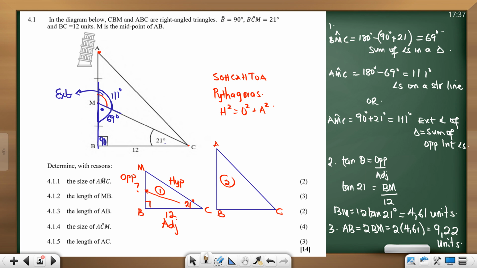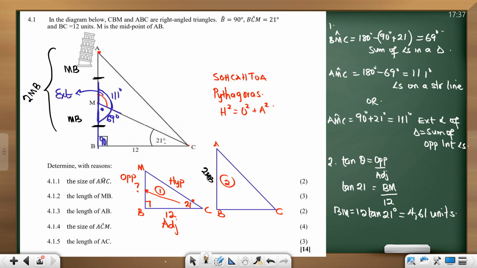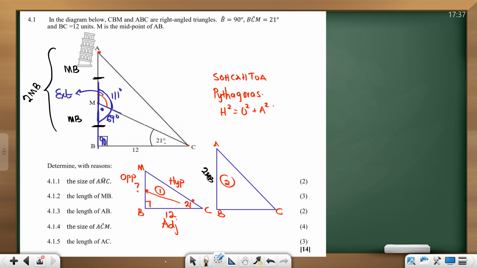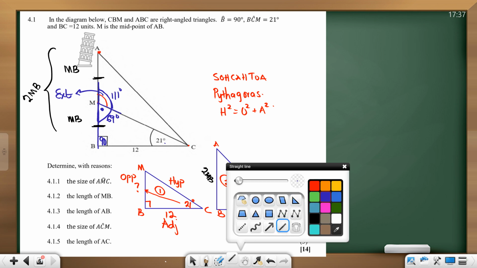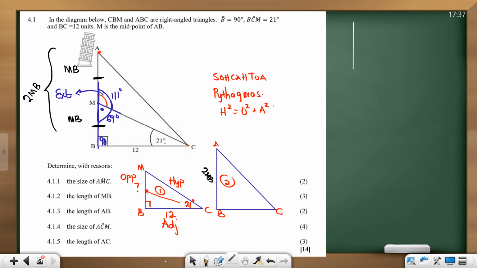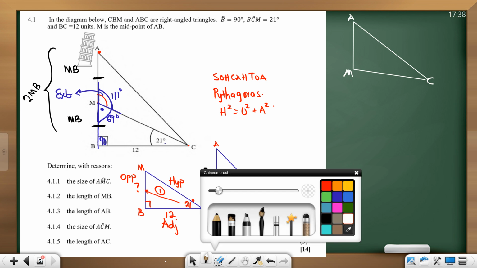The size of ACM. Oh, we are now looking for another angle. Okay, let me draw the triangle that we are looking for. Interesting. How many marks? 4 marks. I expected that. There's a triangle I missed that I didn't draw. Check that. Okay, A, M, and C. We are looking for ACM. So we are looking for this angle.